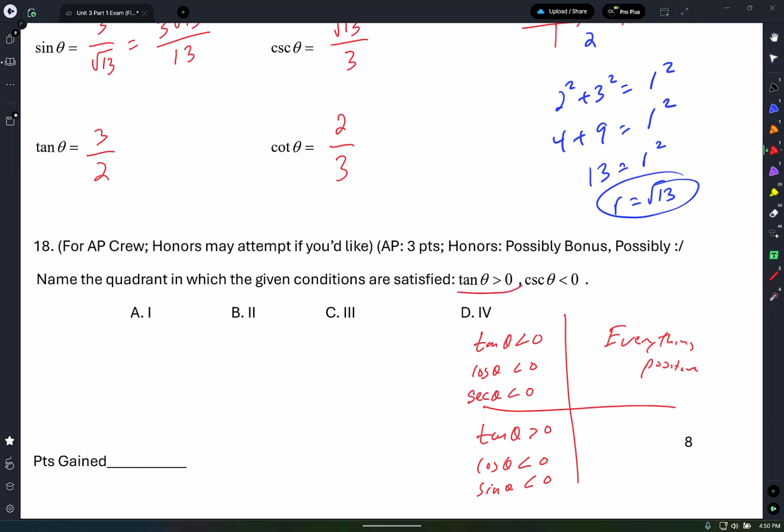So check it out. Tan's positive, well, tan's positive right there. Cosecant's negative. Well, if sine is negative, then that means cosecant is negative because sine is the y values. See? So there it is. Cosecant's negative and tan is positive. So quadrant 3. Did that make sense?